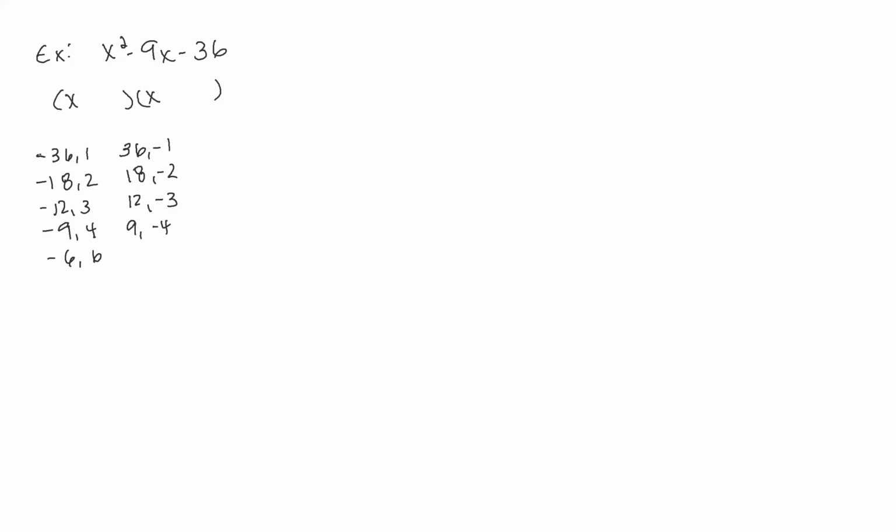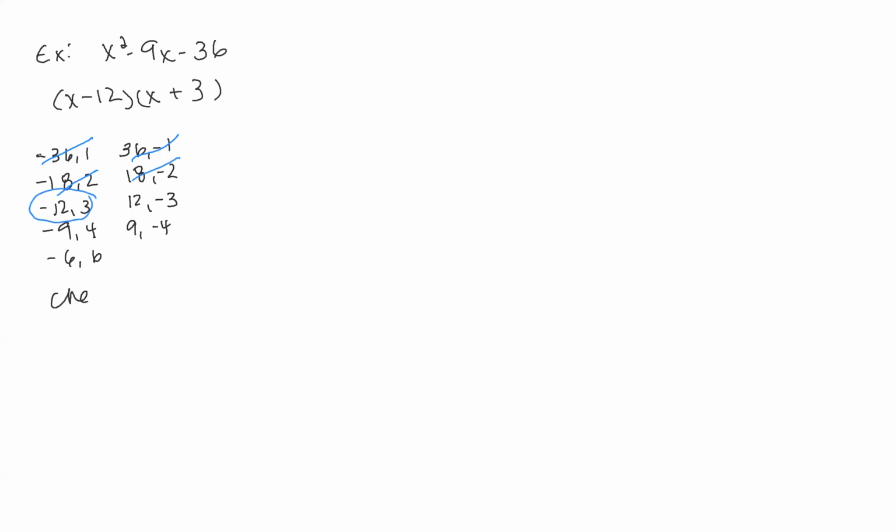Okay, well, negative 36 and 1 is negative 35. 36 and negative 1 is positive 35. Negative 18 and 2 is negative 16. 18 and negative 2 is positive 16. Negative 12 and 3, there you have it right here. If I add negative 12 and 3, I get negative 9. So I would go minus 12 plus 3.